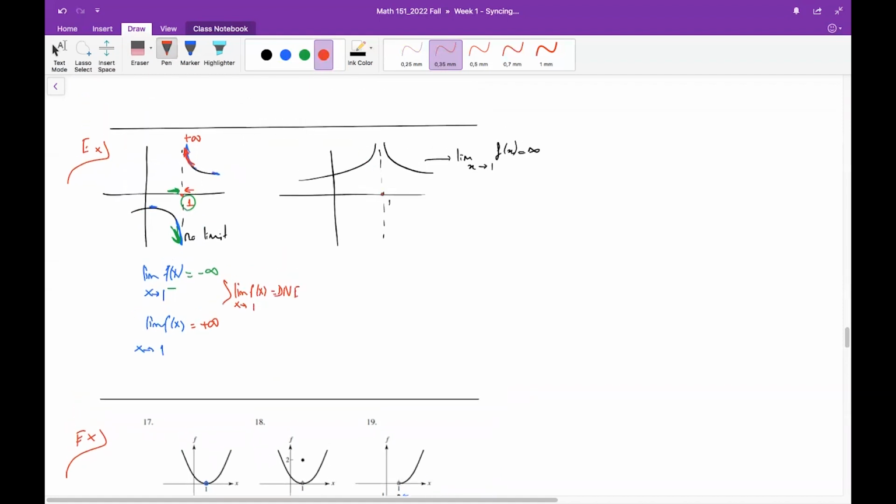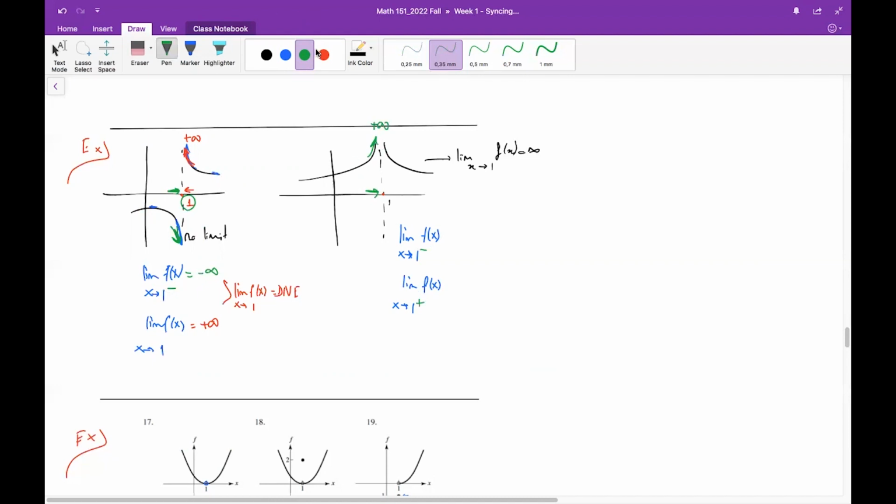And let's look at this one. This time, one-sided limits are both plus infinity, right? Okay, let me write this down quickly. X goes to 1 from left. Left is this direction. You see the values are getting too large.